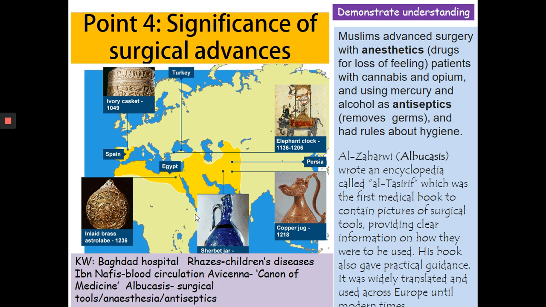Al-Bukhasis wrote an encyclopedia called Al-Tasrif, which was the first medical book to contain pictures of surgical tools, providing clear information on how they were to be used. His book also gave practical guidance, and it was widely translated and used across Europe until modern times.